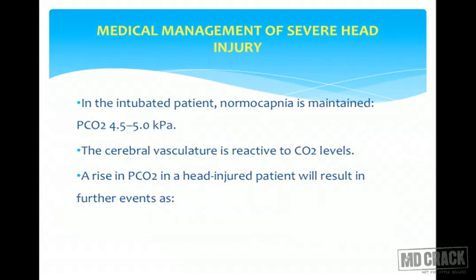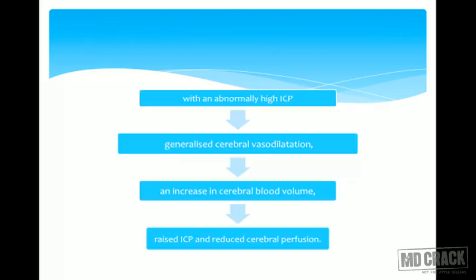Amongst the prevention of hypoxia, normocapnia should also be maintained. So PCO2 levels should be maintained between 4.5 to 5 kilopascals. Cerebral vasculature is reactive to carbon dioxide levels. A rise in partial pressure of carbon dioxide in a head injury patient will result in further events. So once a patient has hypercapnia with increased intracranial pressure, they will have generalized vasodilation.